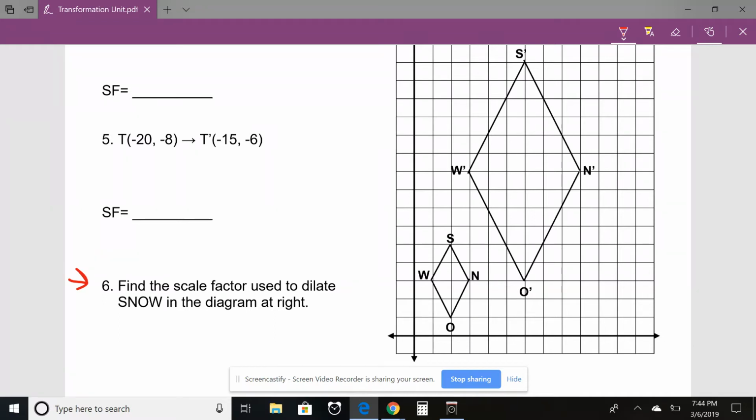All you have to do is pick one point on the original figure. So we'll look at point S right here. From the middle, it goes right 1, 2, 3, 4, 5. So the point S is (2, 5).